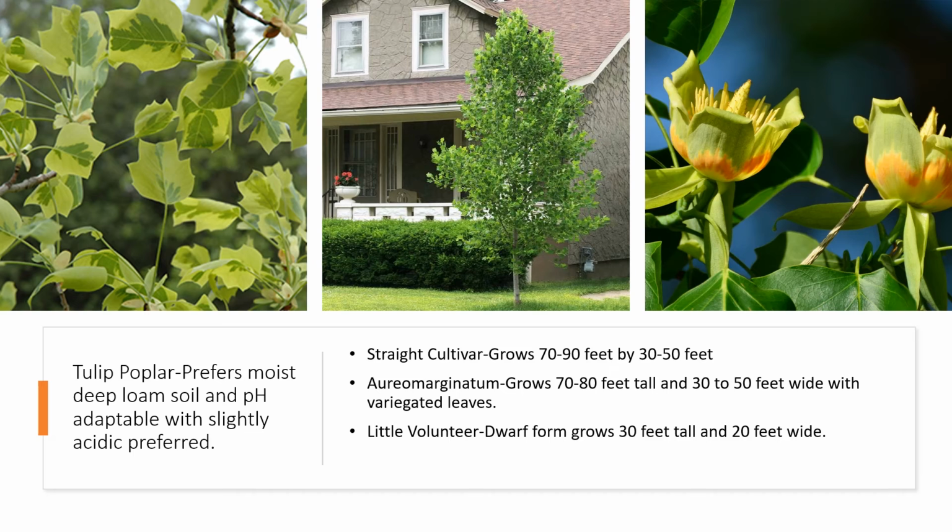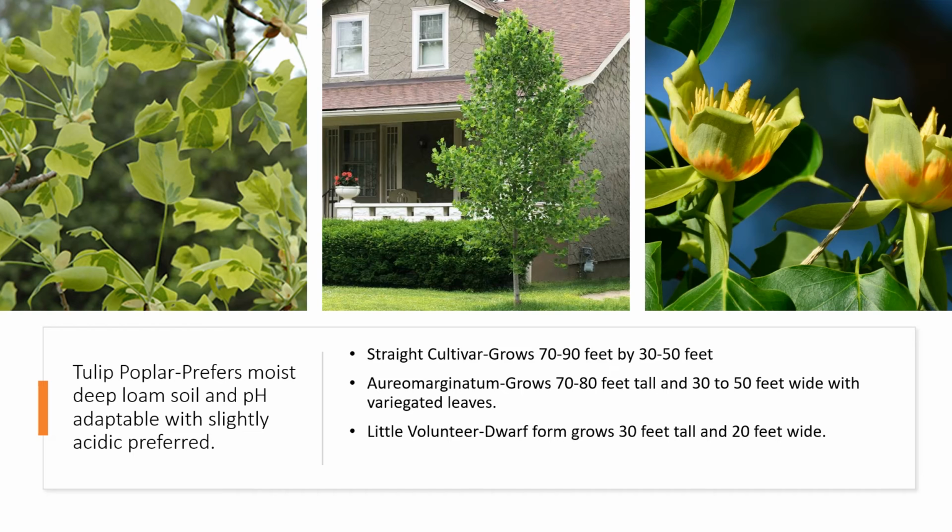Here we have Tulip Poplar. This is our actual state tree. It prefers moist, deep loam soil. It is pH adaptable, but probably prefers slightly acidic soils. This is a great tree. It's great for pollinators, as you can see there on the right, those tulip flowers. The bumblebees absolutely love this plant when it's in full bloom. The honeybees do as well.